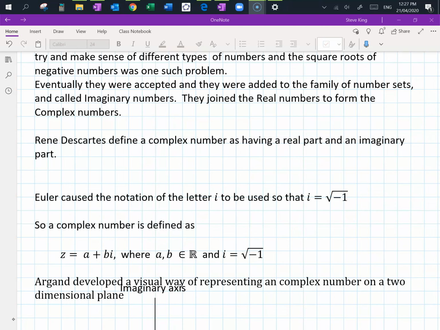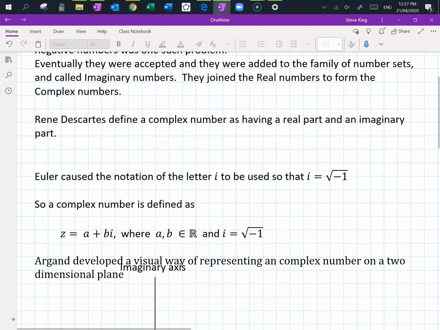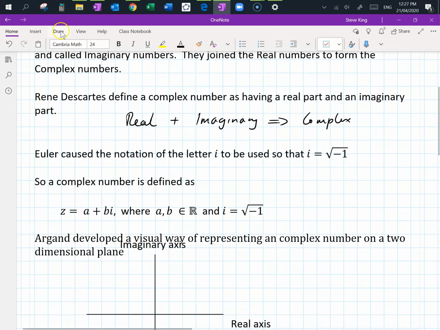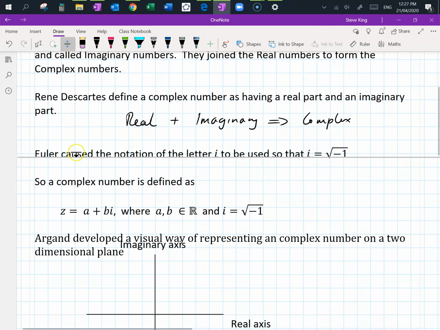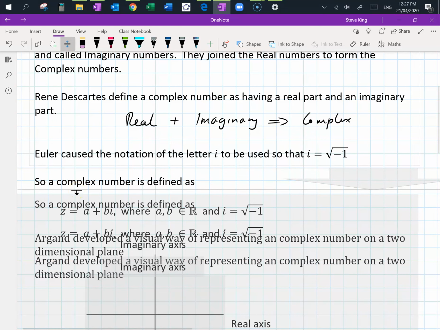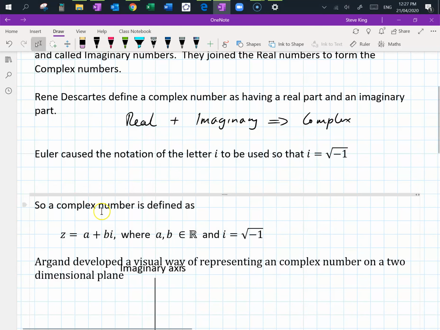René Descartes was the person that said, right, a complex number is going to be a number that's going to have two parts. It's going to have a real part, and it's going to have an imaginary part. And that's how we're going to make our complex number. That's what our complex number is going to look like. Euler, the famous German mathematician, was important because he did a lot of the creation of the notation that we use nowadays.